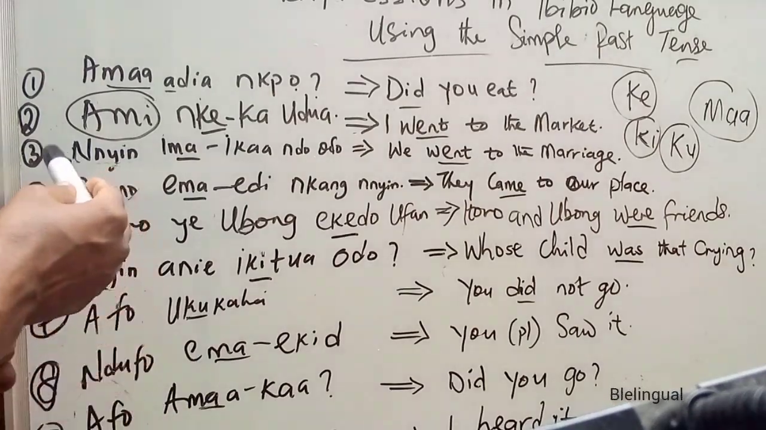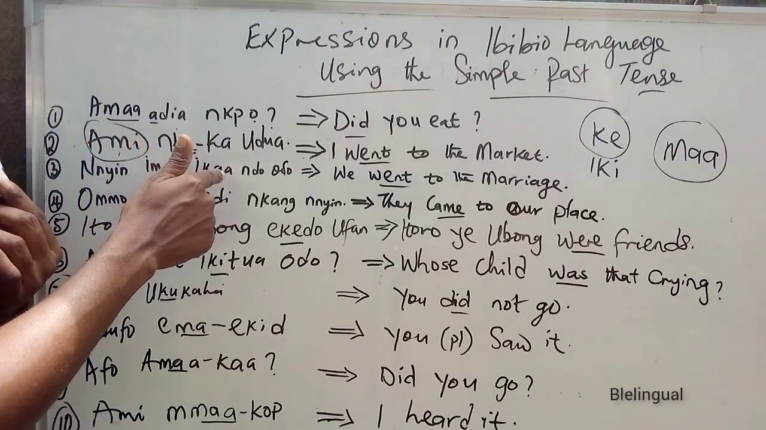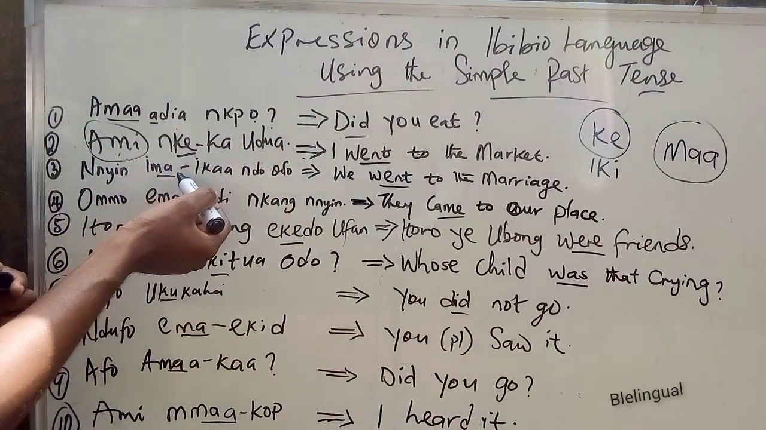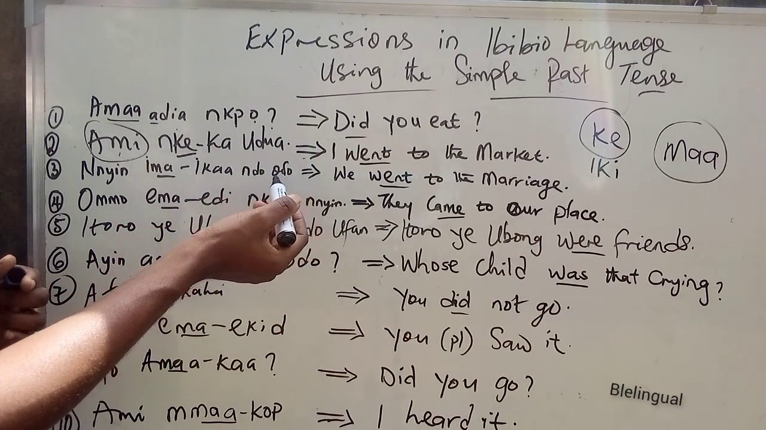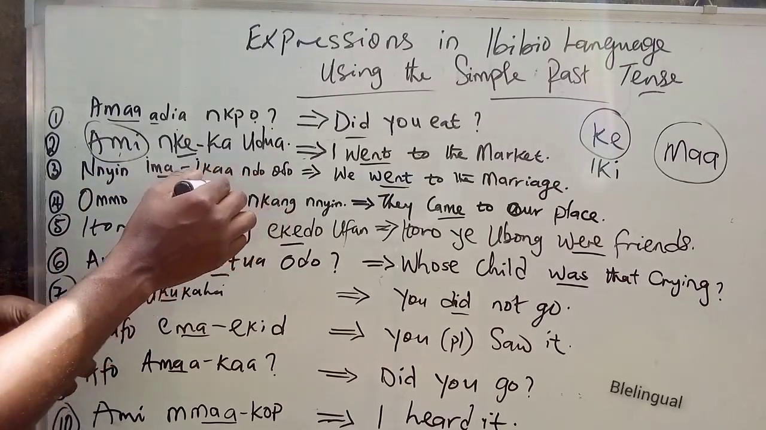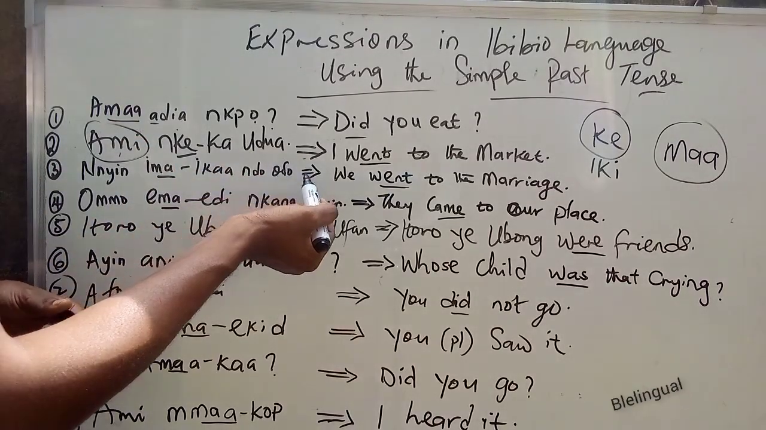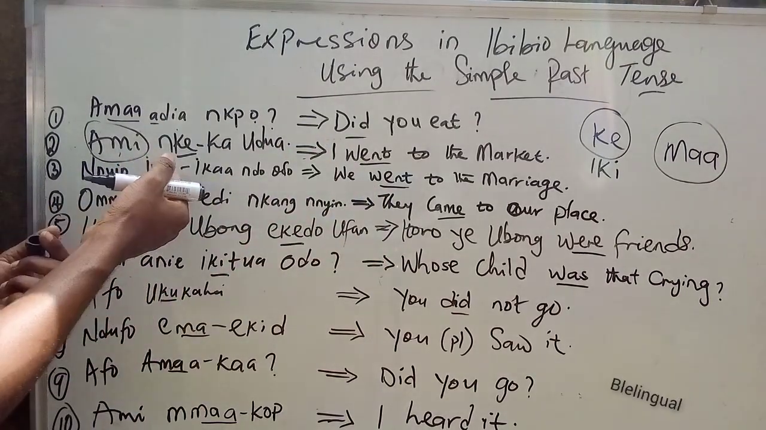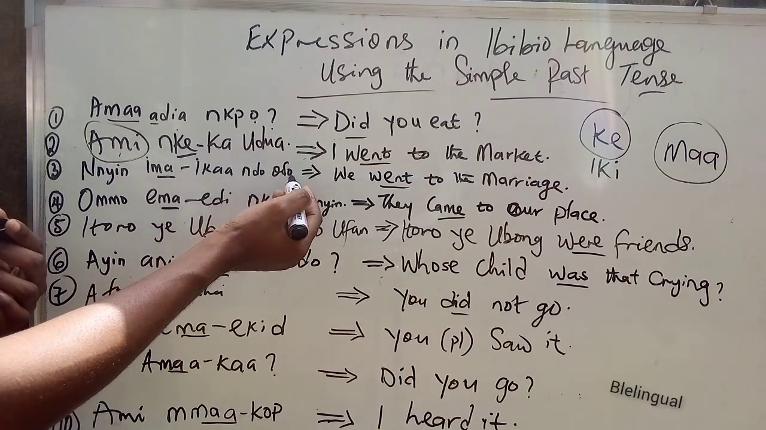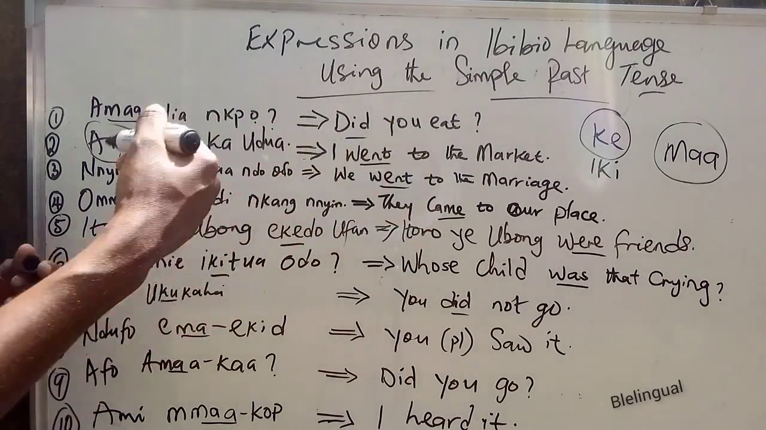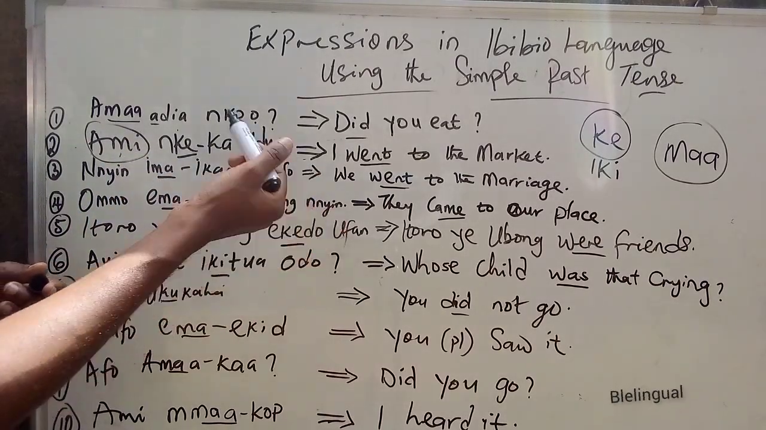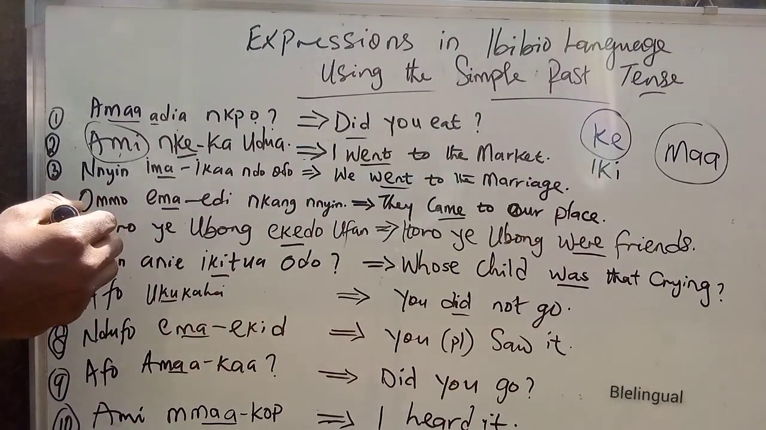Another example is nyan ima ika ndo odo. Nyan ima ika ndo odo. That means we went to the marriage. So ima indicates the past. We went to the marriage. If you want to present this in the present, you will say nyan ika ndo odo. That means we are going to the marriage. But if it's in the past, nyan imaika ndo odo. We went to the marriage.